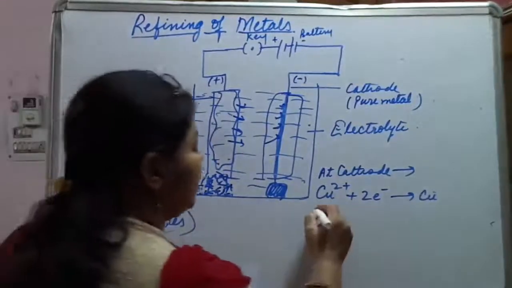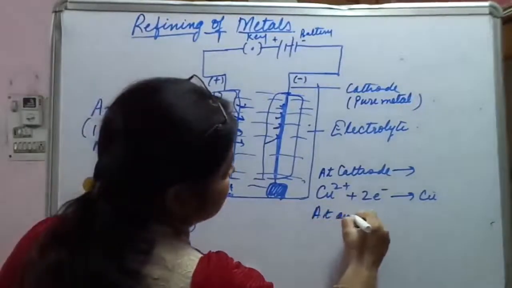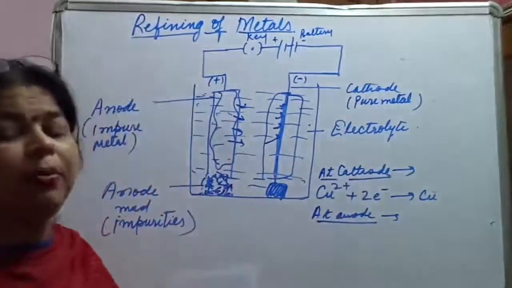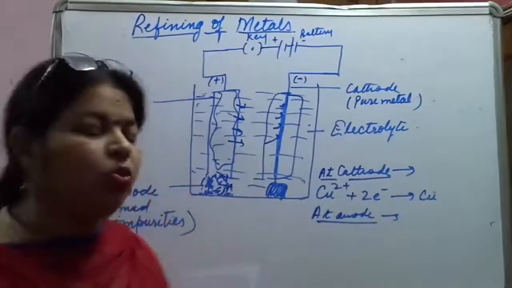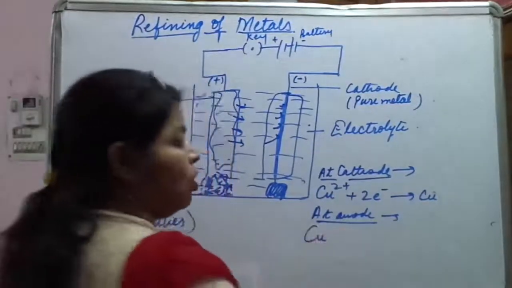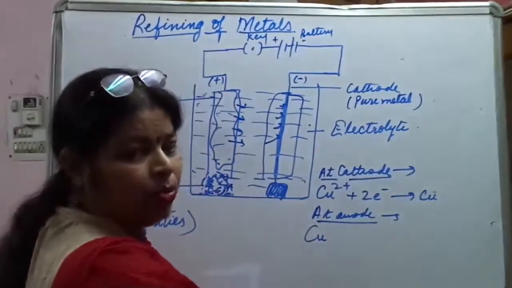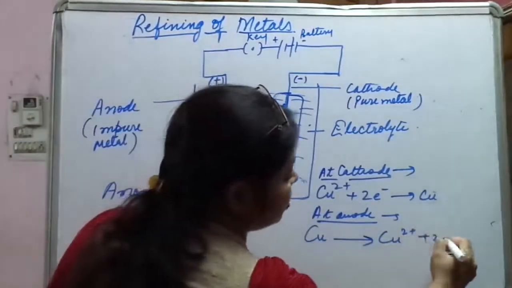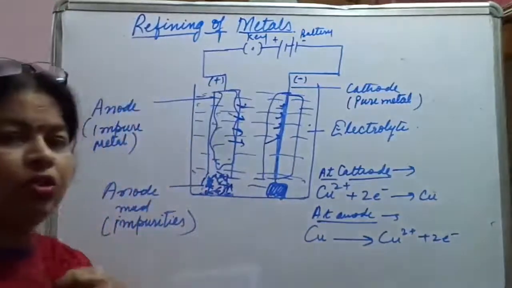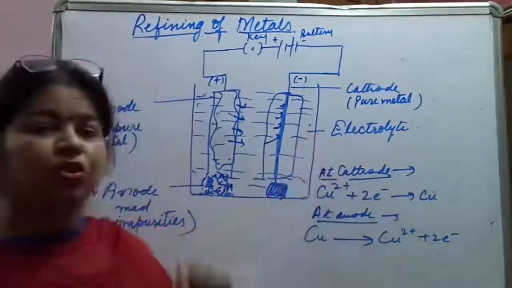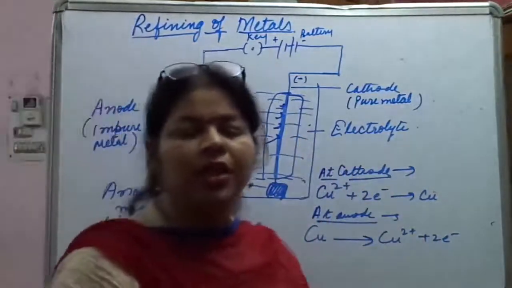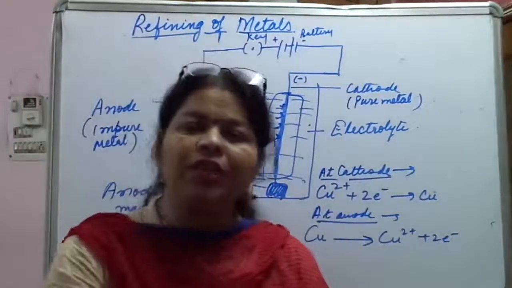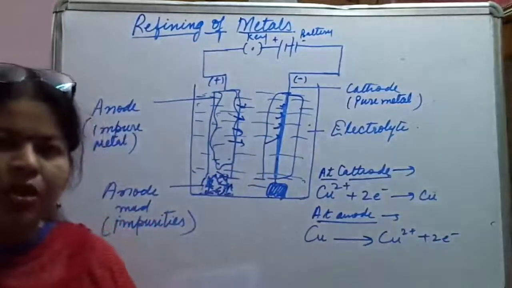And at the anode, what will happen? At the anode, Cu is in the form of metal, okay, impure metal. So it will release from there Cu2+ and 2 electrons. So it is going to take from the electrolyte and get deposited on the cathode. So in this way, the impure metals will get refined. So here we end about the extraction or the metallurgy.